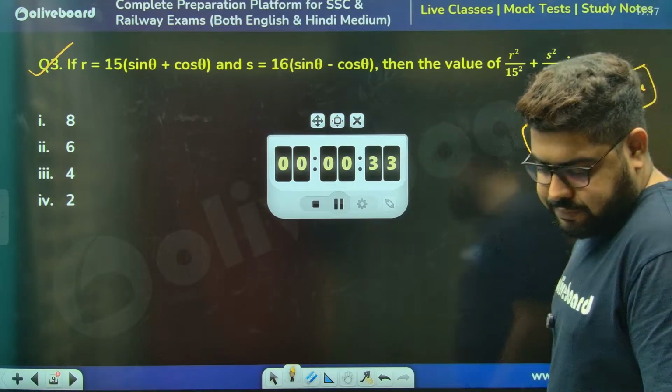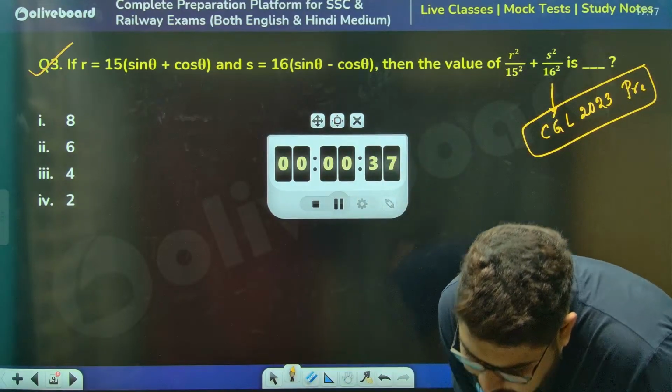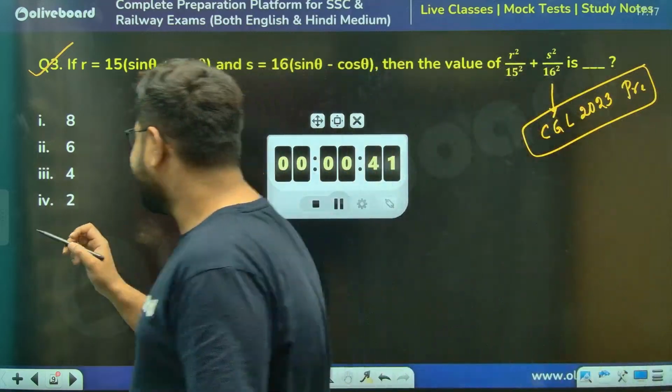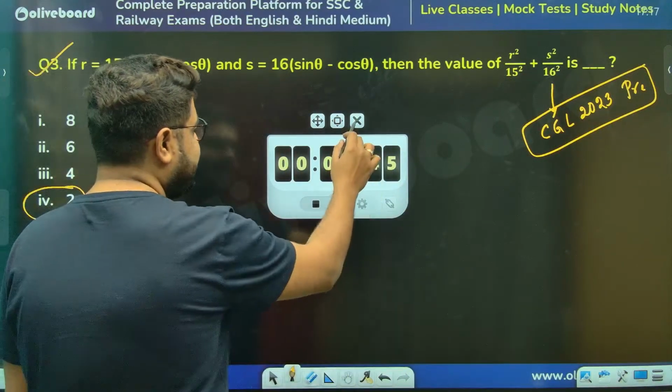Chalo, sir. Arghamita, Sindhuja, Bhavna, everybody is saying 2, 2, 2. 2 means option 2 or the value 2? I'm hoping this is 2. Let's see, sir.